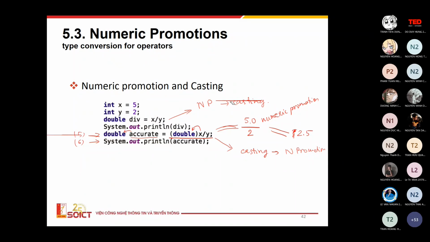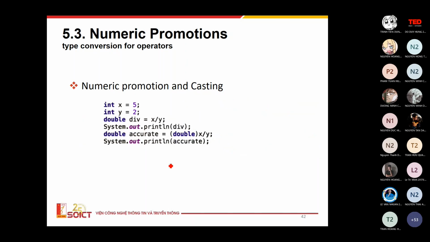So try your best. Be careful when you read a comment and try to imagine what will happen. For example, in the third line you have numeric promotion, then casting. But in the fifth line you have casting, then numeric promotion. So be careful. Then the system will print out the accurate value 2.5, and the value for diff is 2.0.